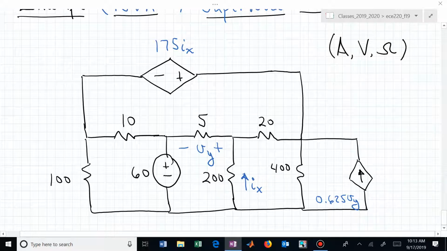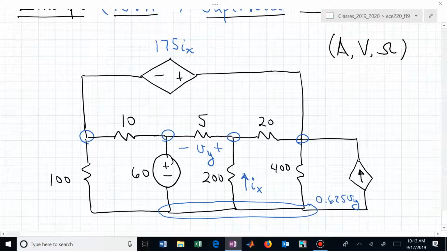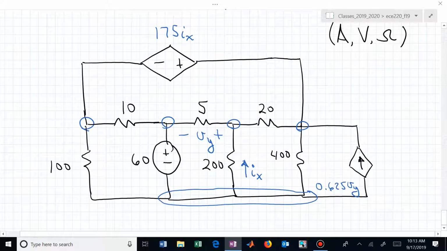We need essential nodes, don't we? Here's an essential node. Here's an essential node. Here's an essential node. There's an essential node. And here's an essential node. Which one do you guess I'm going to use as the reference?